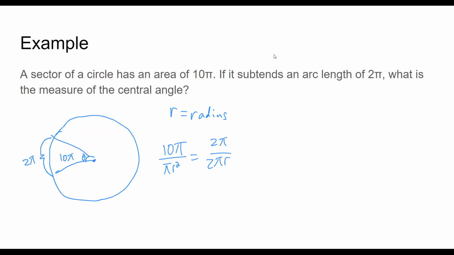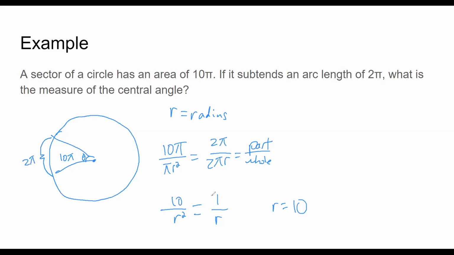So does that make sense, kinda? So it's like part over a whole. Yeah. So that's how we set this proportion. And then now we can try to simplify this, right? So let's get rid of the pi's here. So we have 10 over r squared. Let's get rid of the two pi's here. 1 over r. So that tells us that r is equal to 10.